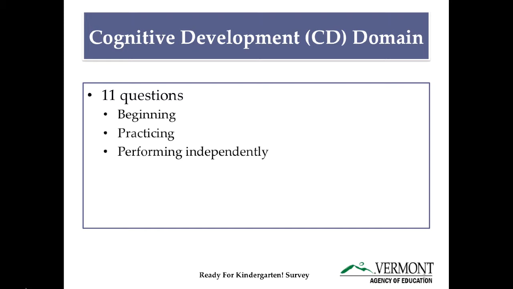For each question, teachers may rate children using one of 3 levels of mastery, that is, beginning, practicing, or performing independently. For every question, a detailed description is provided for every level of mastery. This is called a rubric for ratings. In the Ready for Kindergarten survey, this rubric for ratings can be found below each question. This rubric assists teachers in accurately recording what children know and can do in relation to the question of interest.